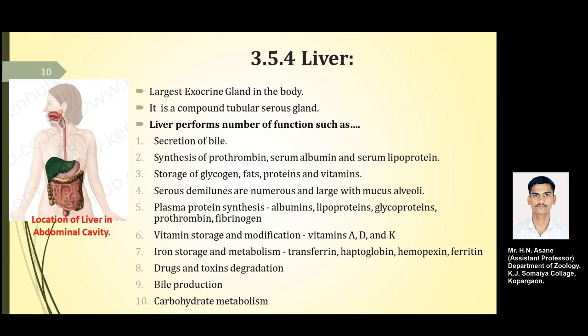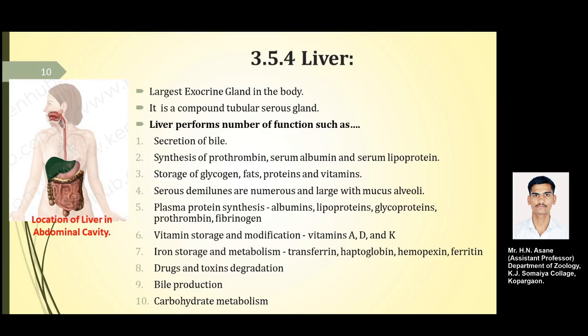Some iron storage and metabolism is also done by the liver, like transferrin, haptoglobin, hemopexin, and ferritin. Then drug and toxin degradation, that means detoxification, is also done by the liver. An important part is bile production, and it also takes part in carbohydrate metabolism.